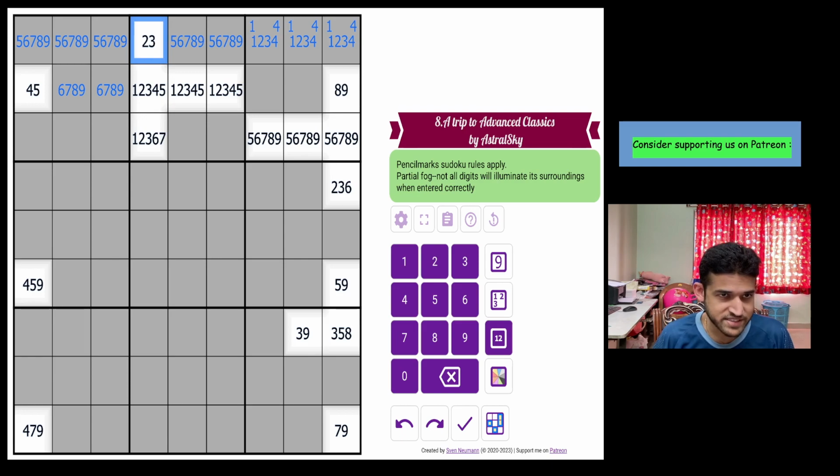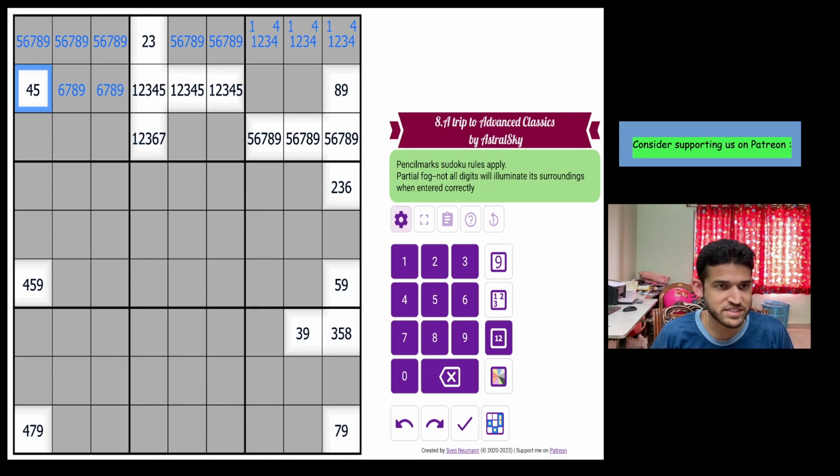Now look at these 5 cells. They have exactly 5, 6, 7, 8, 9, which means they are forming a pentuple. Beautiful, right? This is such a beautiful Sudoku, guys. So which means this cell cannot take a 5. So that is a 4.